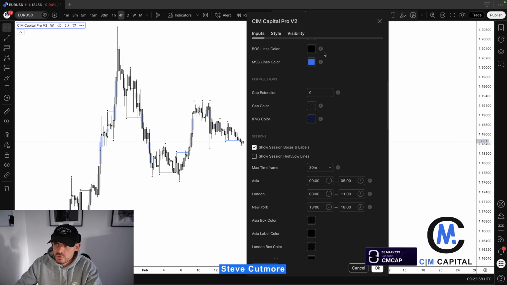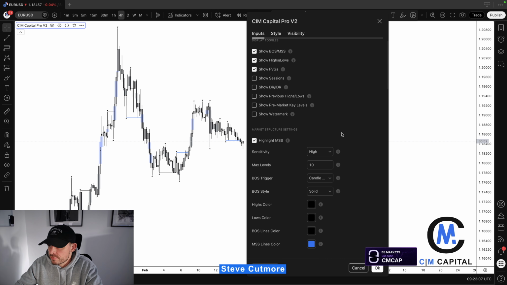And then gap extension, if you want to drag the fair value gaps across, you can drag them across just to help you see things. But I don't like it. Even though I built it in, I don't like it because it's too messy for me.